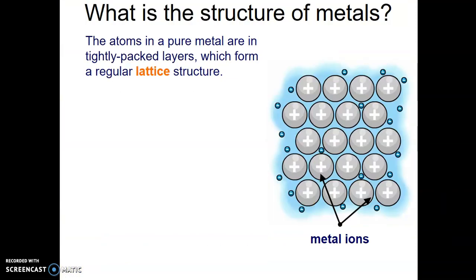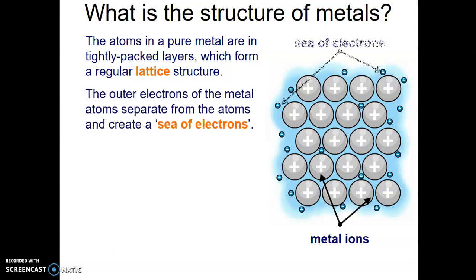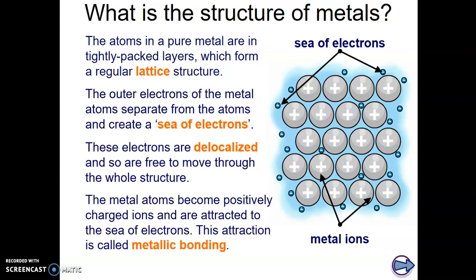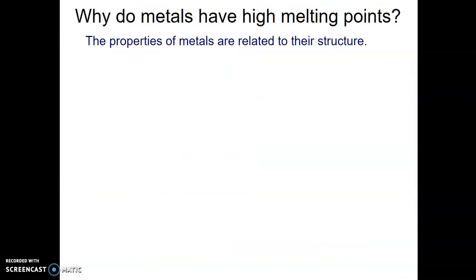So, we've spoken about the fact that metals form a regular lattice structure with these electrons moving throughout the positive ions in that structure. Because they're free to move, that's why the metal can conduct electricity. We'll get to that in a moment. And also because they are negatively charged, they're attracted to the positive ions, and that holds the whole structure together. That is metallic bonding, the attraction between the negative electrons and the positive metal ions.